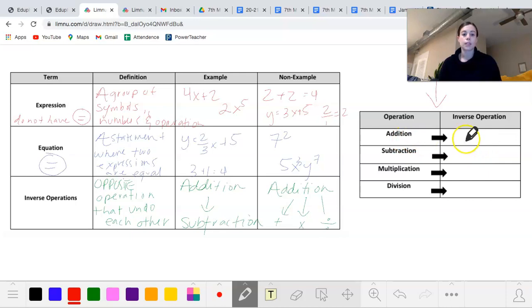So these are our operations and their inverse. Addition, the opposite is subtraction. What's the opposite of subtraction? Addition. What's the opposite of multiplication? Division. And what's the opposite of division? Multiplication. All right, cool. So we've got all of those notes down. Let's move on to some examples of these one-step equations.